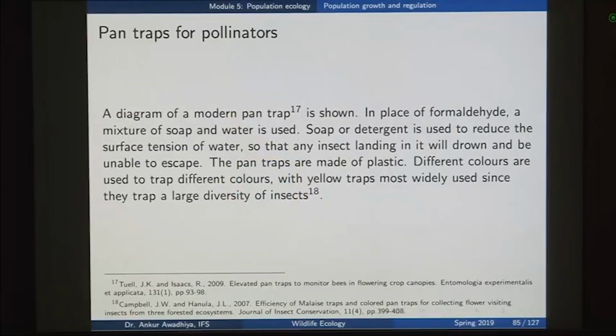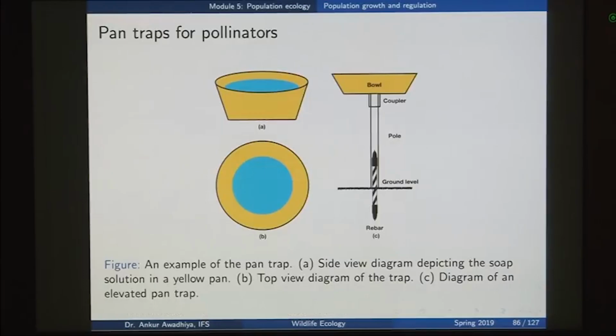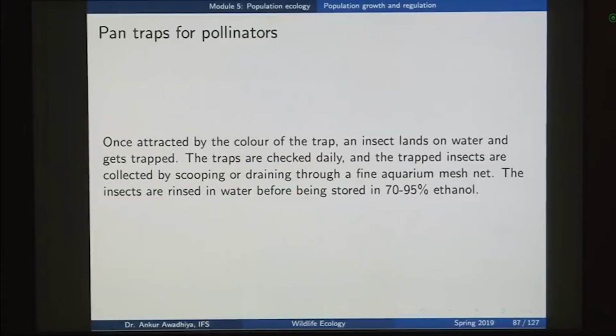So, in place of formaldehyde, which again is toxic, you could go for a mixture of soap and water. These days the pan traps are made of plastic, and then you can use different colored pan traps, because different insects respond to different colors. So, there could be some insect that pollinates flowers that are red in color. So, that will be more attracted to red colored pan traps.